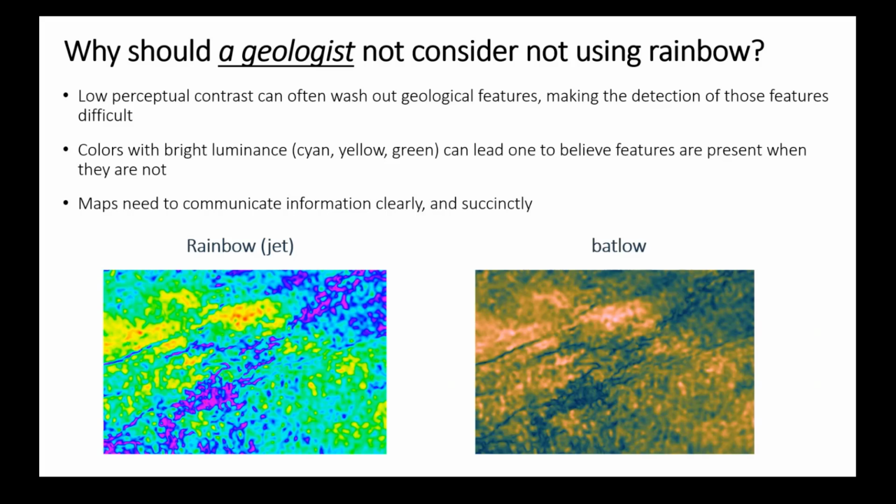You can see how the green washes out a lot of the linear features as well as a lot of the highs that are present inside that amplitude map. On the right, the Batlow seems a lot more clear, and my eye can detect the linear features inside this amplitude map a little bit better, and it's also not drawn or distracted to certain high areas such as might be present in the rainbow map because of the color that the rainbow map uses.